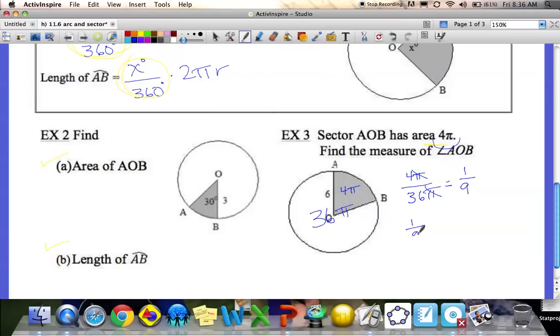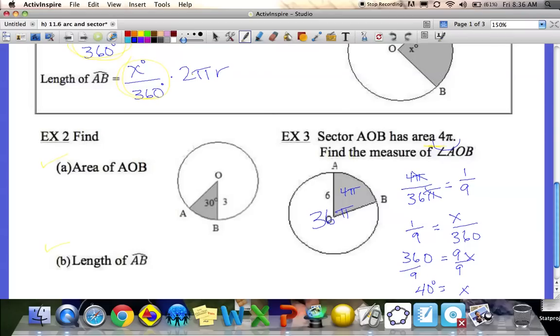So we basically have to figure this out over 360. And going forward, what do we get? So 360 equals 9x, and divide both sides by 9. So we get x equals 40 degrees. Final answer, right?